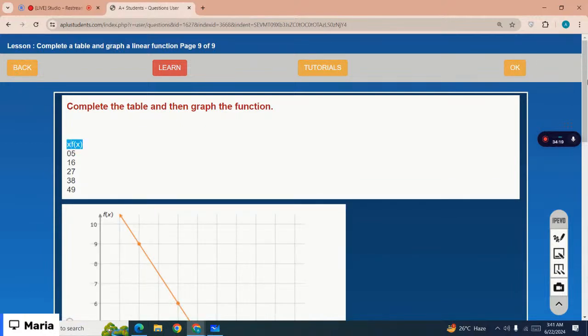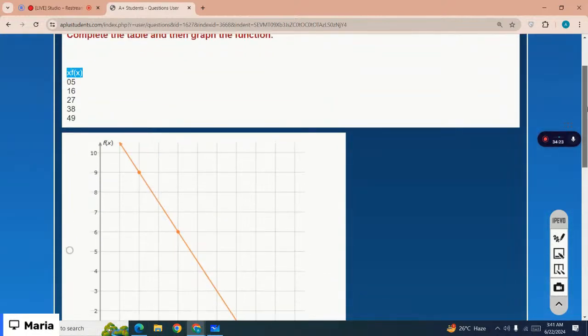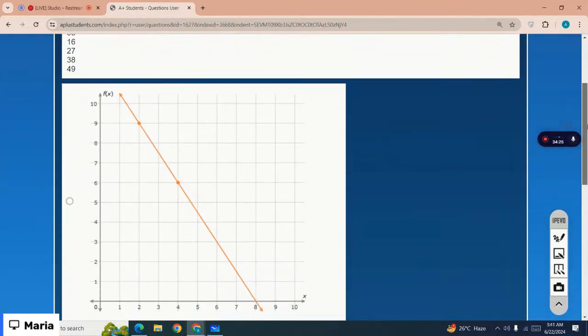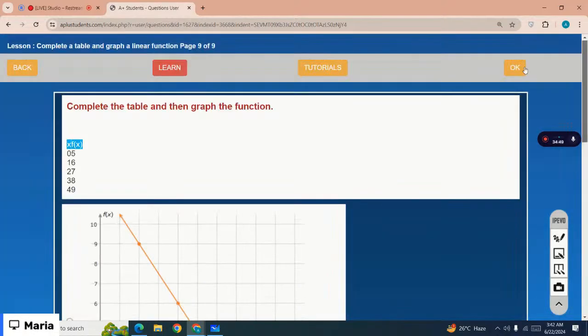Complete the table and then graph the function. X is 0, Y is 5. X is 1, Y is 6. So just look at the first graph. Is it the correct option? Here is X 0, Y 5. So option number two is the correct option.